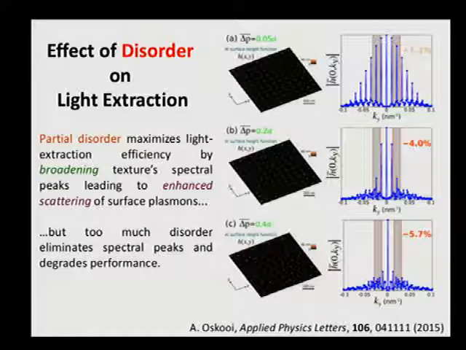Finally, I discovered that a partial amount of disorder can be used to enhance the light extraction efficiency of these OLEDs. The figures here, shown in black, are the surface height function of the OLED, along with a one-dimensional cross-section of its Fourier transform shown on the right. As you can see, an increasing amount of partial disorder in the texture slightly broadens the spectral peaks, which can be used to scatter out an even larger number of Surface-Plasmon modes. But too much disorder gives rise to a very weak scattering effect, very similar to the work on light trapping efficiency that I had shown previously.